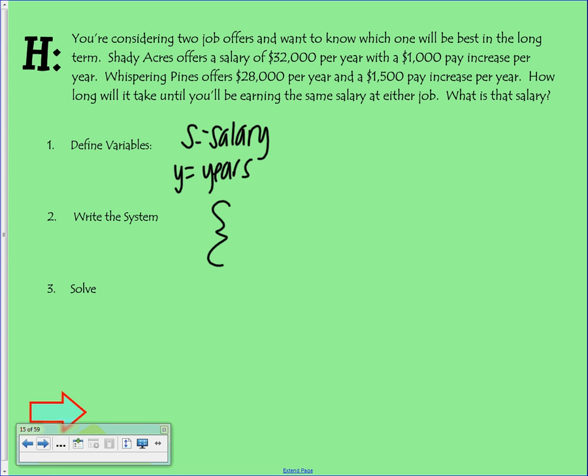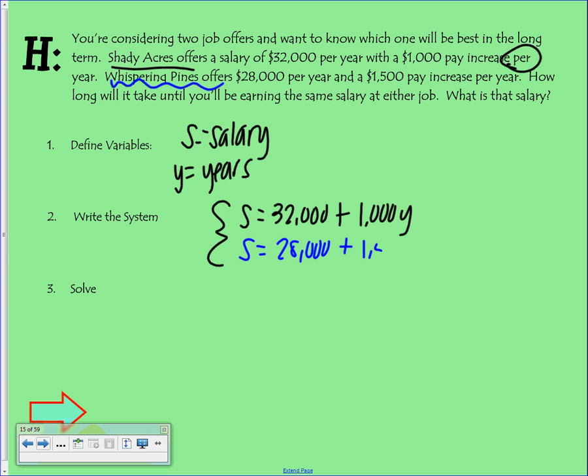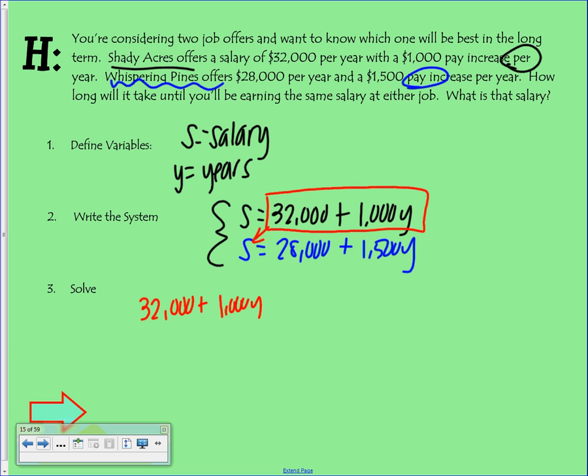My first equation we'll talk about at Shady Acres. So my salary is going to be $32,000 plus $1,000 each year. Again, getting your slope, getting your variable. And then at Whispering Pines, my salary is $28,000 plus $1,500 each year. Again, that's each year. And then to solve this, again, I can put a box around what that equals and substitute it in for S. So I've got 32,000 plus 1,000y to equal 28,000 plus 1,500y.